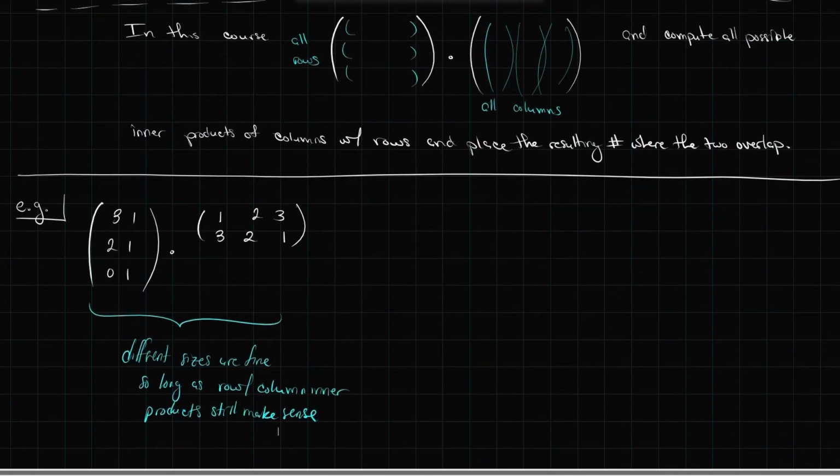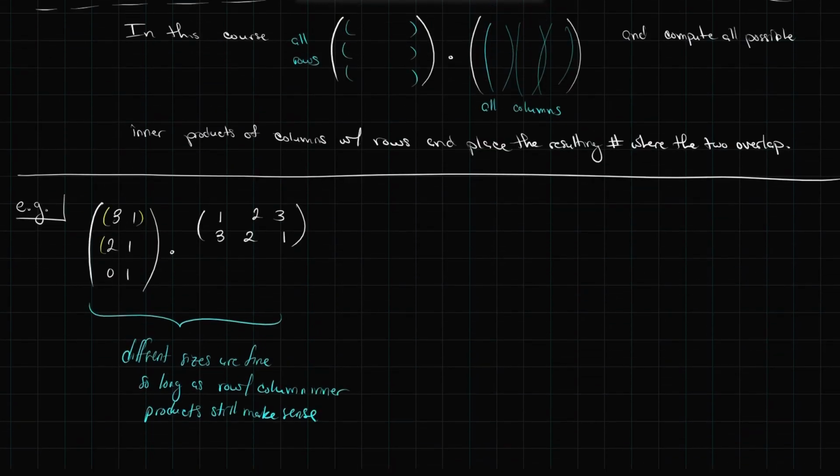So let's recall what we're supposed to do here. We take all rows on the left and all columns on the right, and the inner product still makes sense because the size of this row is the same as the size of this column all the way through. And so we should be good to go. Let's consider the overlap between this one and this one. That's going to be overlapped in the top left. So top left, I'm going to have this inner product of 3, 1 with 1, 3, which is 3 times 1 plus 1 times 3. Then we move on. The inner product of 2, 1 with 1, 3 is 2 times 1 plus 1 times 3. The inner product of 0, 1 with 1, 3 is 0 times 1 plus 1 times 3.